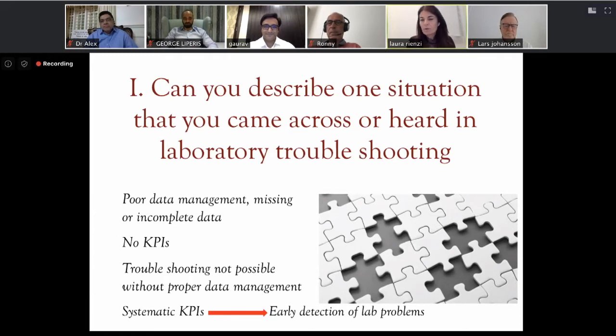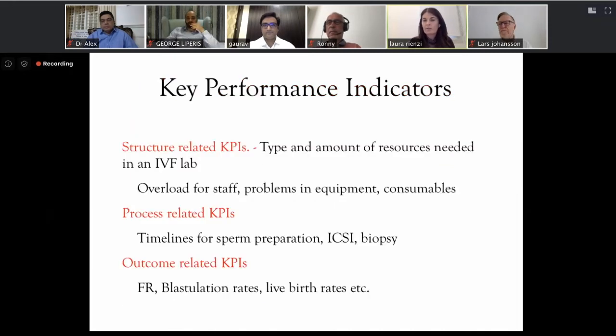Yes, I fully agree with Ronnie. I mean, IVF is very difficult to control because we have many confounding factors. So if we don't have proper data management, we don't have a database, we don't keep all the KPIs under control, and KPIs are not only outcome KPIs, but that is the final problem. First, we have to take into consideration the structure, the staff, the equipment, the consumables, and then, of course, the timings. Everything has to be under control.